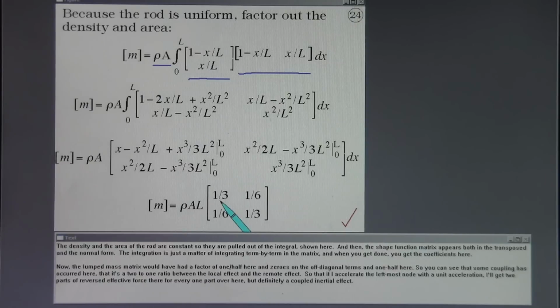Now the lump mass matrix would have had a factor 1/2 here and zeros on the off-diagonal terms and 1/2 here. So you can see that some coupling has occurred here, that it's a 2-to-1 ratio then between the local effect and the remote effect. So that if I accelerate the leftmost node with a unit acceleration, I'll get 2 parts of reversed effective force there for every 1 part over here. But definitely a coupled inertial effect.